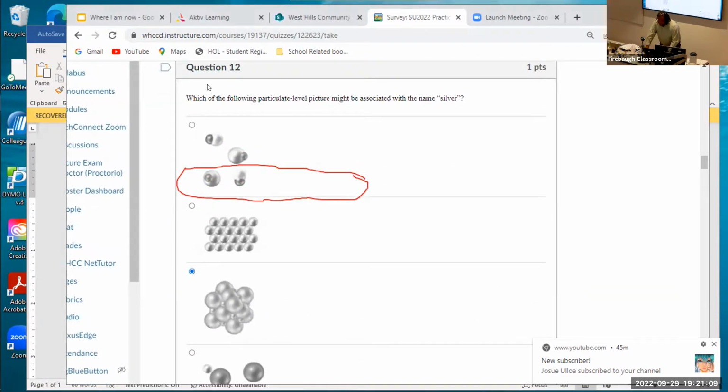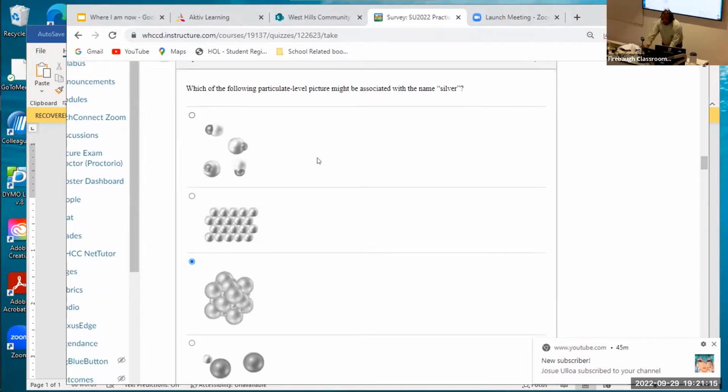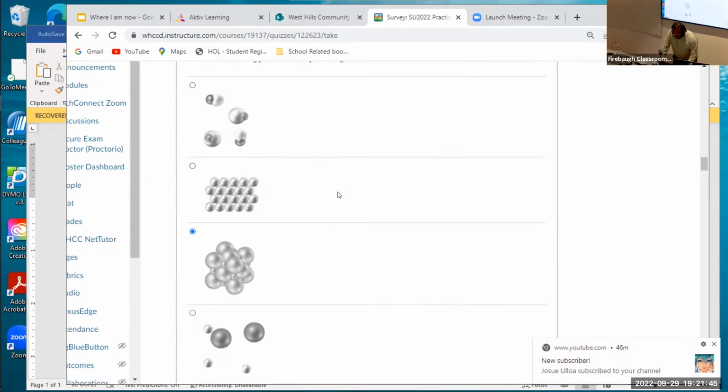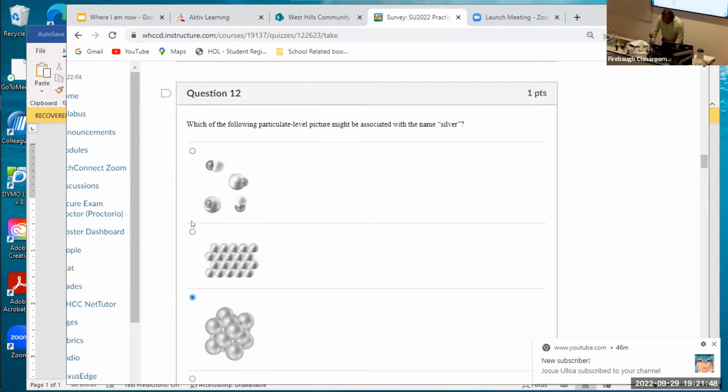Okay, so which of the following particle level pictures might be associated with the name silver? Silver. Well, silver. Which one do you think it is? The second one? Why do you guys think it's the same? That's right. It is the same one, and they're all exactly the same.